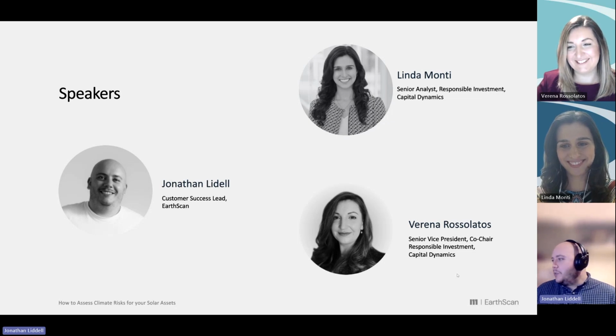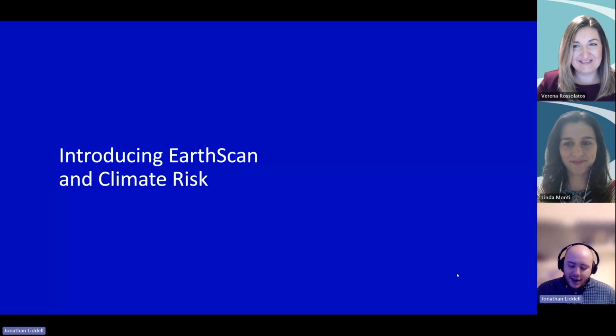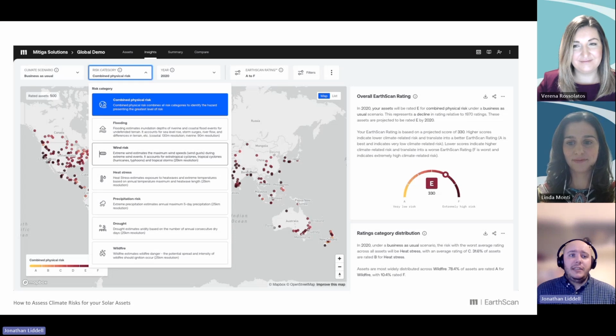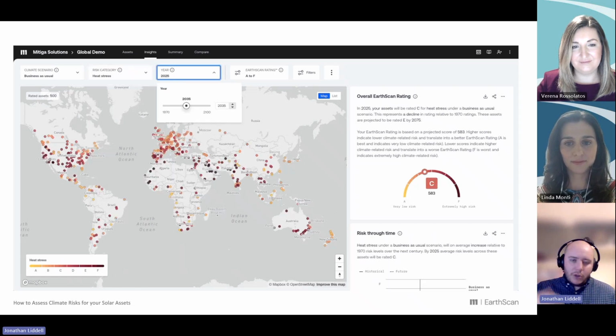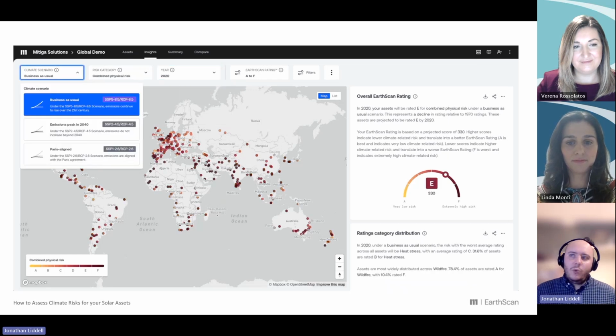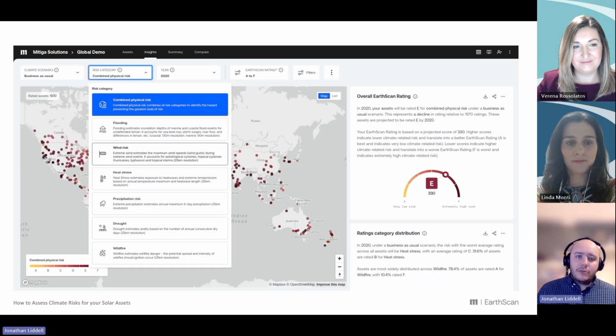We're moving on as we move forward into introducing EarthScan and climate risk. So on your screens right now, what you'll see is the latest of how EarthScan represents climate risks around the globe. And what you'll understand is across the top, we've got several drop downs which highlight the different climate scenarios that can be utilized within EarthScan to assess the different climate scenarios across the 21st century. What you've also got is the ability to look at several different risk factors on a worldwide basis, whether that is flooding, drought, wildfire, or indeed heat stress.